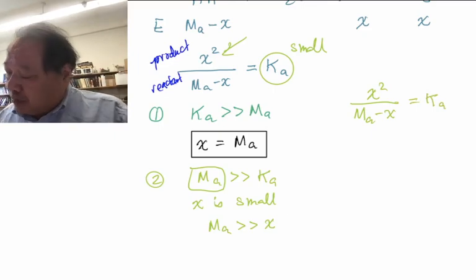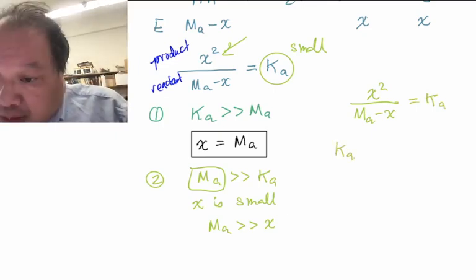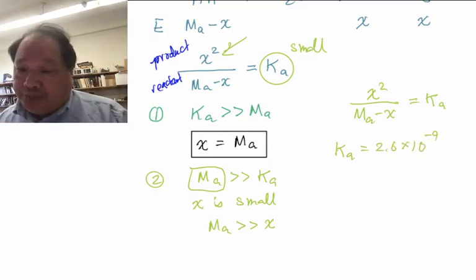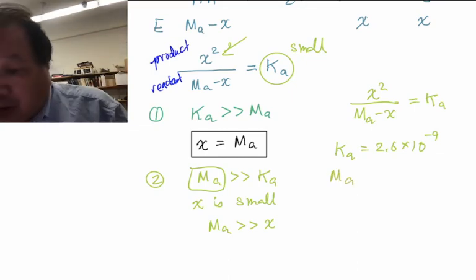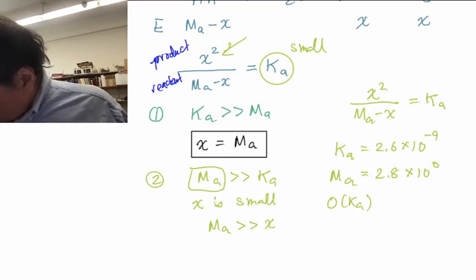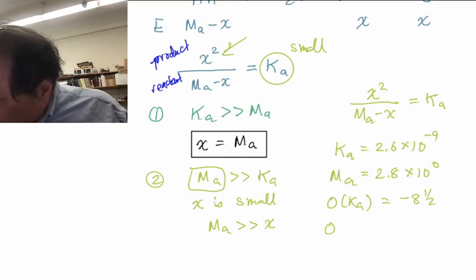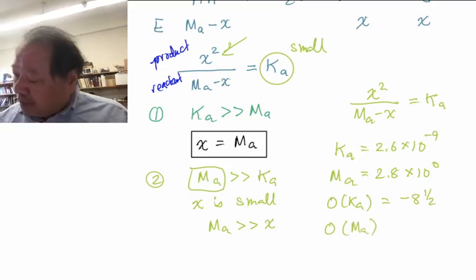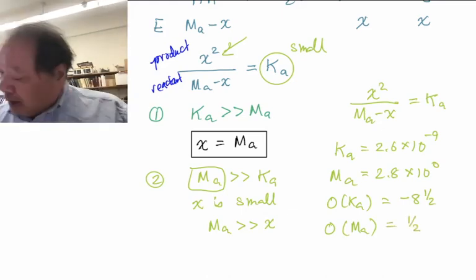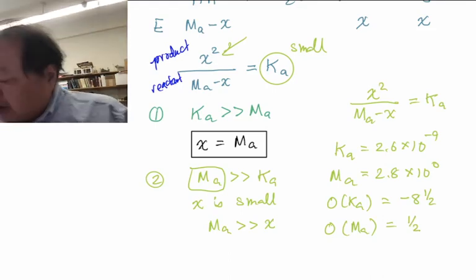And let's do some example. We'll choose Ka to be 2.6 times 10 to the minus 9, a very small value. We'll choose Ma to be a relatively big value, 2.8 times 10 to the 0. The order of magnitude of Ka, since it's 2.6 times 10 to the minus 9, is minus 8.5. The order of magnitude of Ma is 1/2, since 2.8 is equal to 10 to the 1/2.